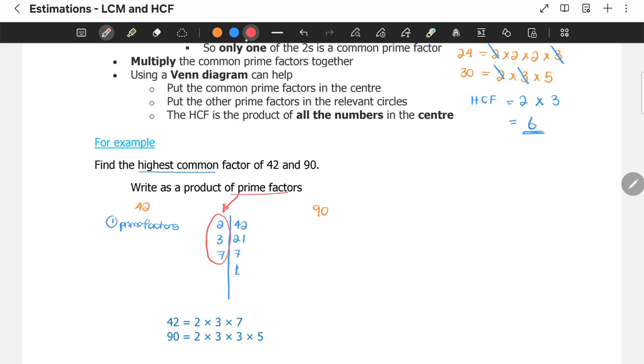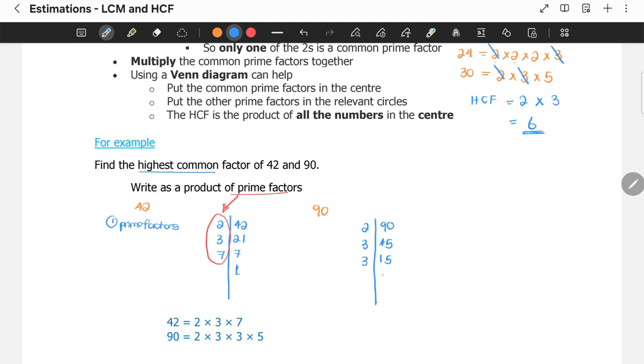And we do the same for 90 as well. So we have 90, 2 into 90, that is 45. 3 into 45. So you always have to take the lowest prime factor. I know that 5 is also a prime factor and it's divisible into 45, but it's not the lowest one, right? In this case. So 3 into 45, that is 15.